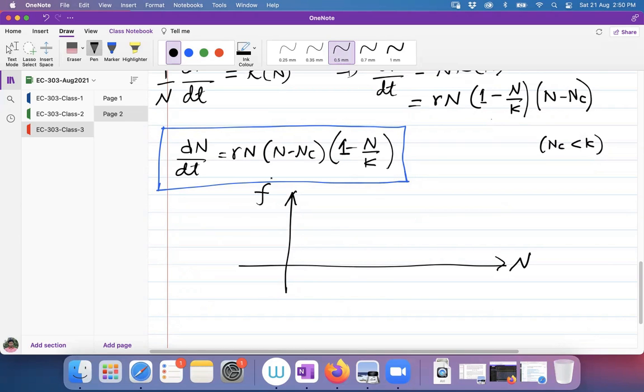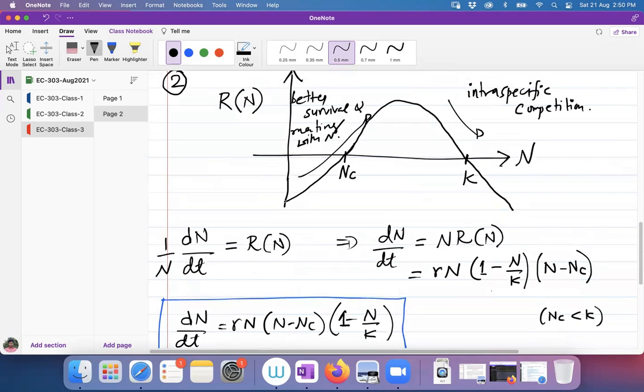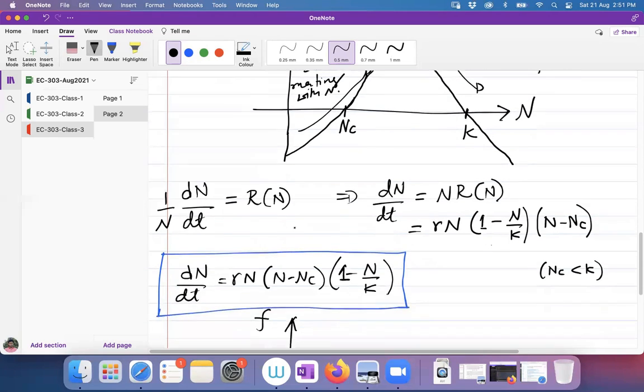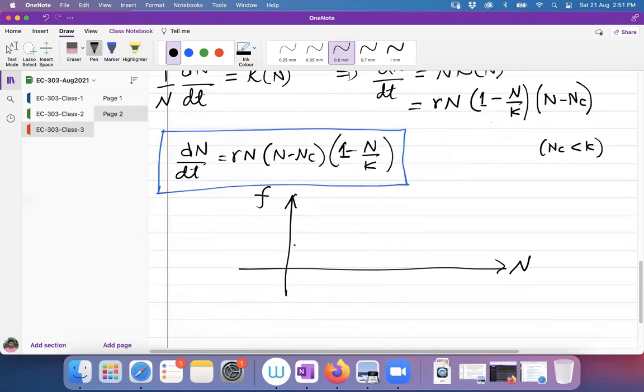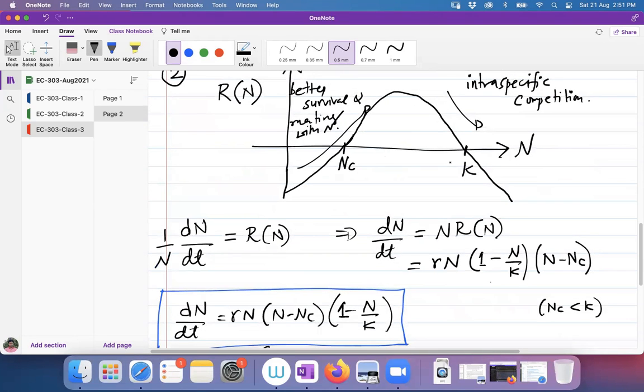Look at the per capita growth rate. It is negative, increases, and comes down. What about the total growth rate? We just have to multiply this function by n. Convince yourself the following is correct. This is how it will look. This is 0, this is nc, this is k. So you have this function already.